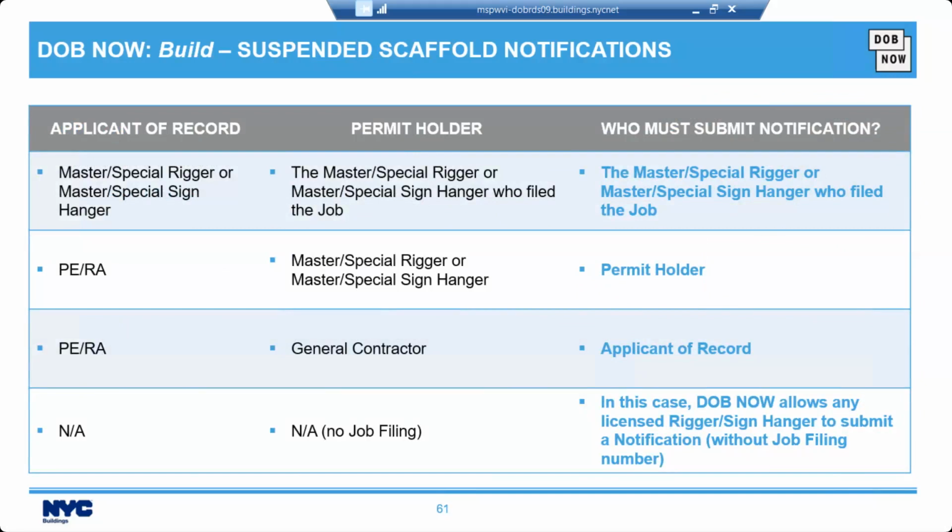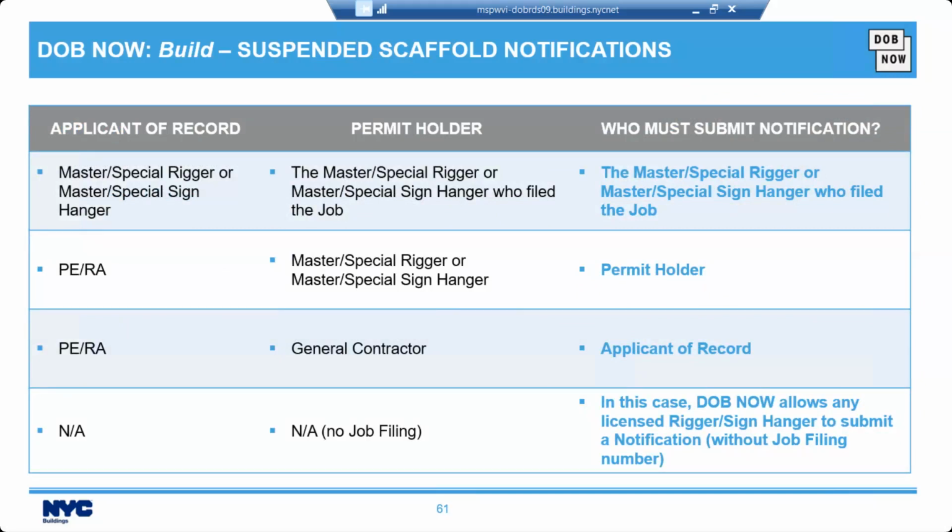Okay, so on this table over here, we can see we have our applicant of record, our permit holder, and who will need to submit notification. So let's take a look at how these will work together. So we have the master special rigger or master special sign hanger. They would be the applicant of record. The permit holder would be the master special rigger or master special sign hanger who filed the job. And who must submit that notification? In this case, it's going to be the master special rigger or the master special sign hanger who filed the job.